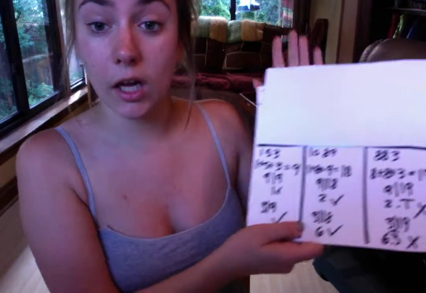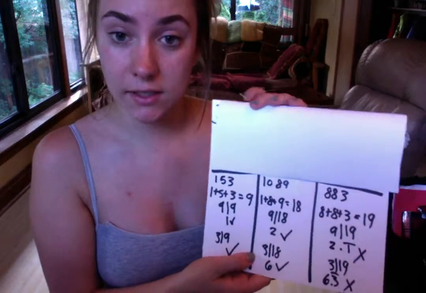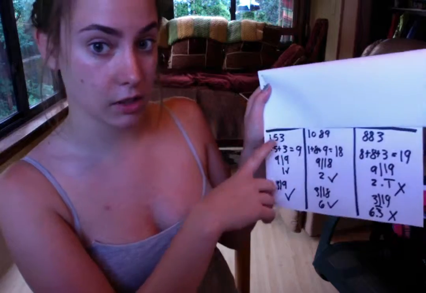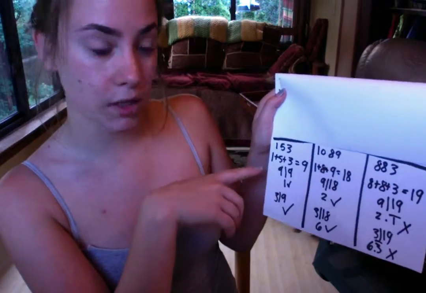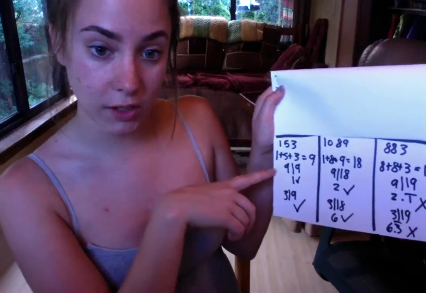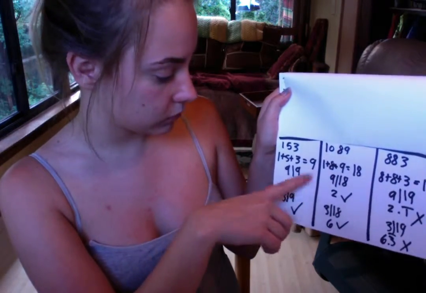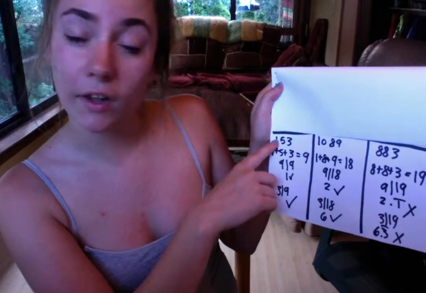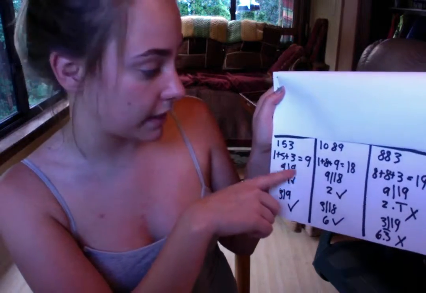Next, we're going to do nines. So remember, for nines, you have to divide by both 3 and 9 to determine if it actually works. So first off, we have 153. Once again, you add all the numbers. 1 plus 5 plus 3 is 9. 9 divided by 9 is 1, so that works. And 9 divided by 3 also works, meaning 153 is divisible by 9.